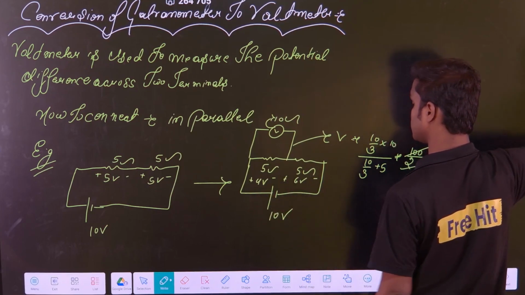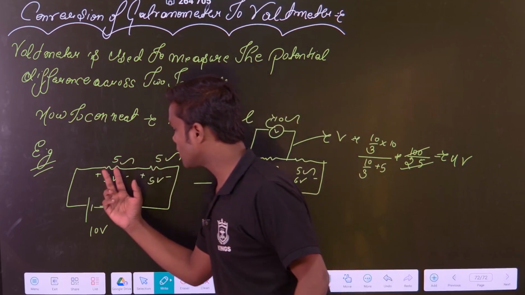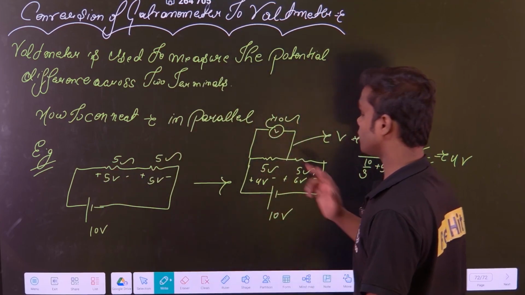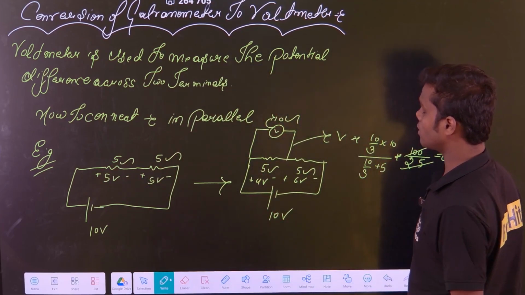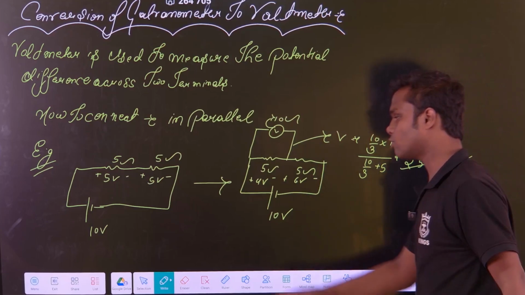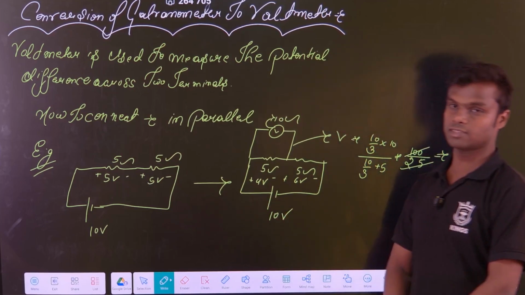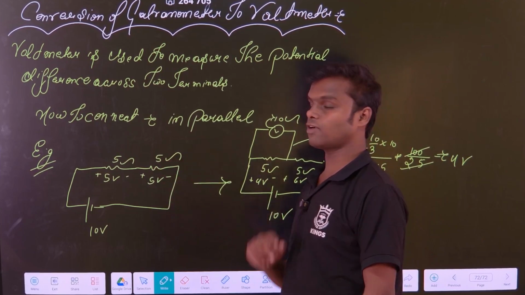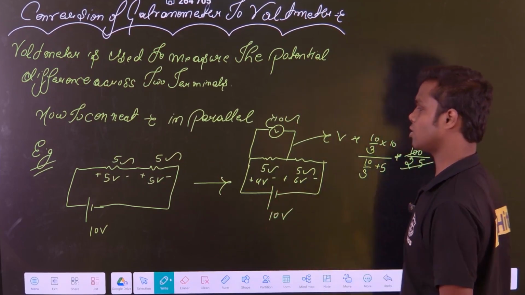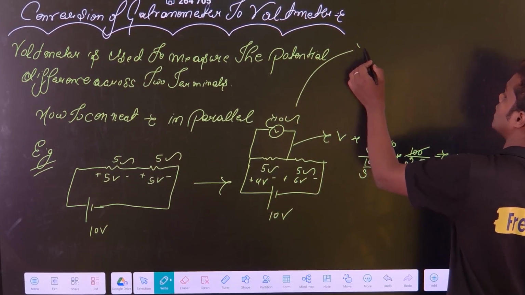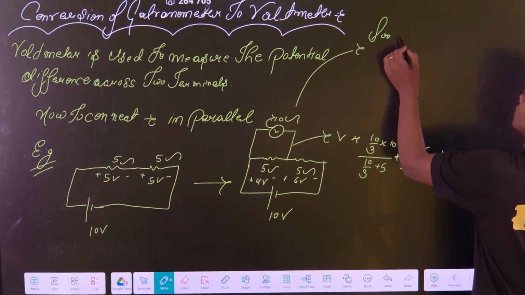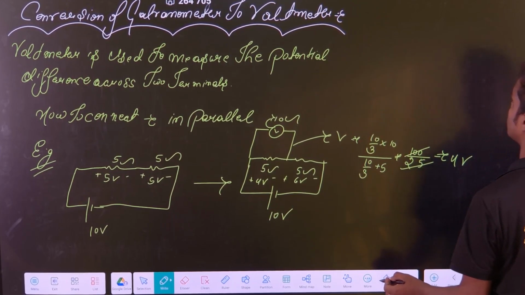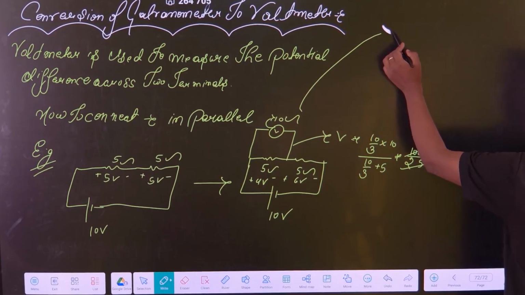But what is the value we have to get? We have to get 5 volt, but here we are getting 4 volt. So is this a good voltmeter? The answer is no, sir, because it has to measure 5 volt, but it is measuring 4 volt. So this is not a good voltmeter, or you can say not an ideal voltmeter.